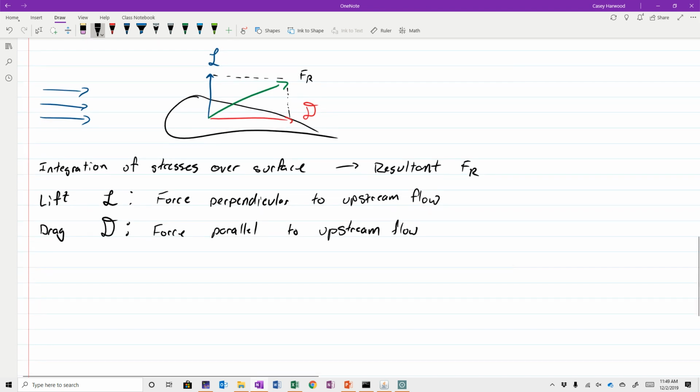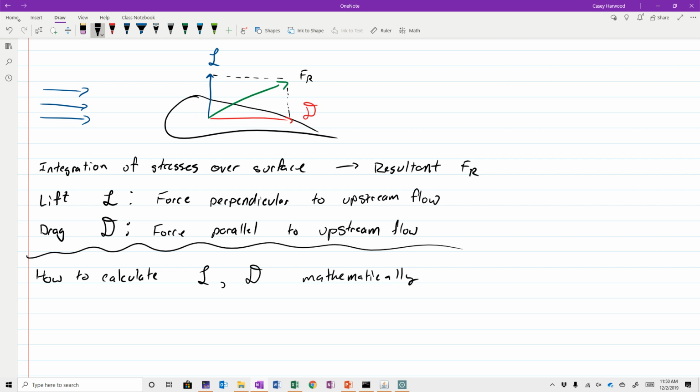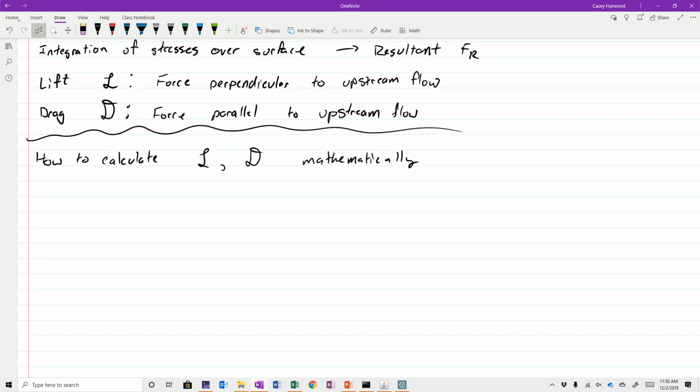So the next question that follows is, how to calculate lift and drag mathematically? So given we throw some object into a moving fluid, or we drag some object through a stationary one, how do we leverage math in order to get these force components? And as I implied earlier, the answer is integration. Okay? It's a calculus problem. We know that the interaction of an object and a moving fluid creates stresses, and we integrate those stresses around the outside of an object in order to get forces.